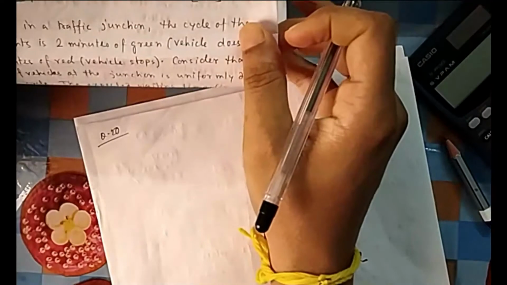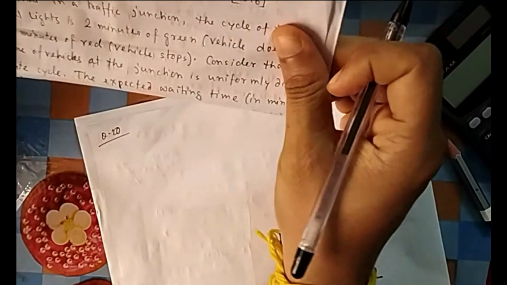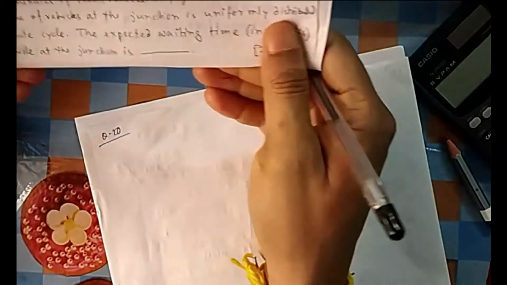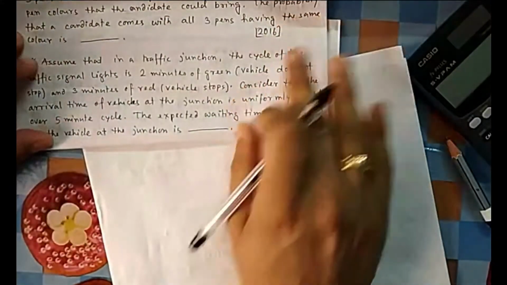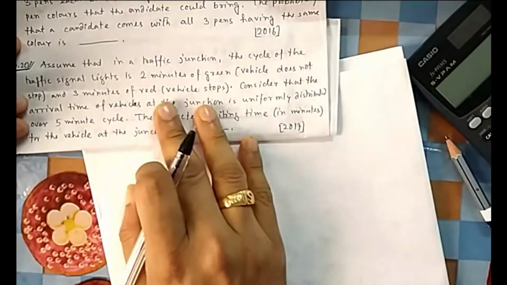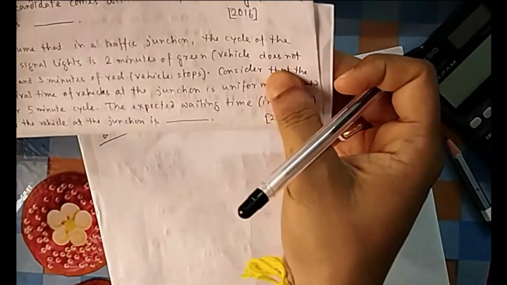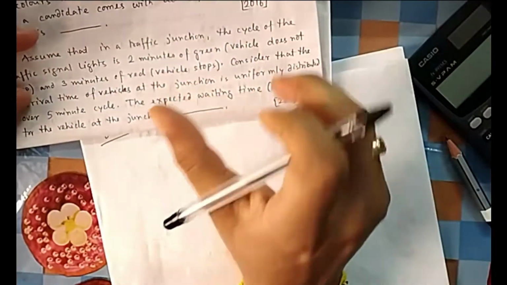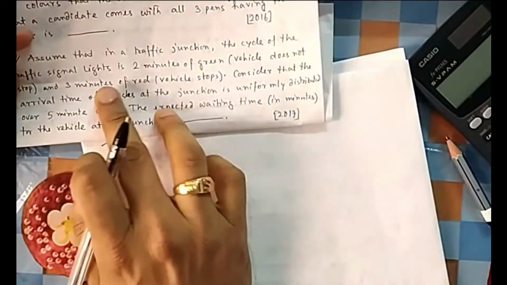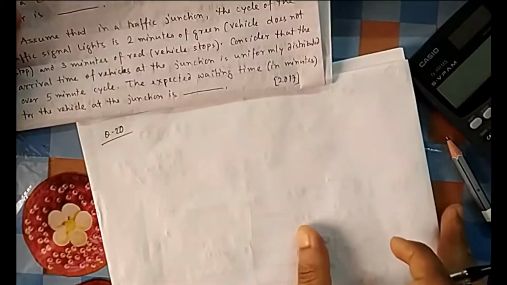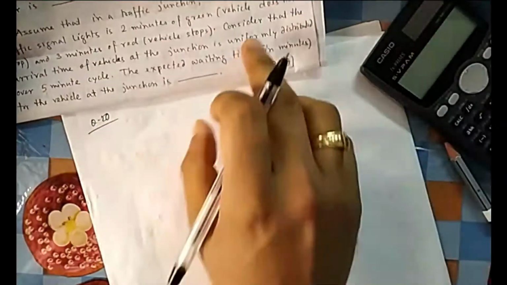Assume a traffic junction, the cycle of a traffic signal lights: 2 minutes of green, 2 minutes of green light, vehicle doesn't stop, and 3 minutes of red light, vehicle stops. So green light will be on for 2 minutes, and then there will be red light for 3 minutes. Total 5-minute interval you can think of. After that, same thing repeats.